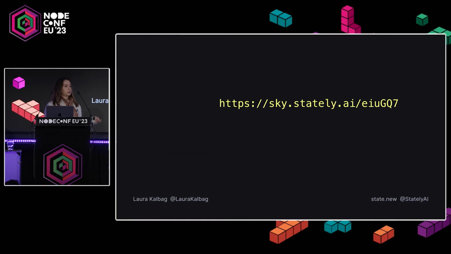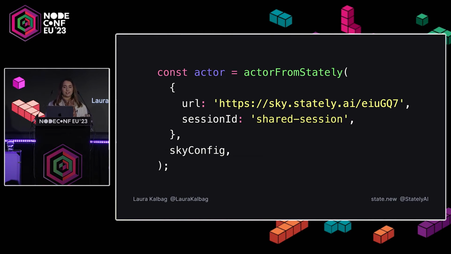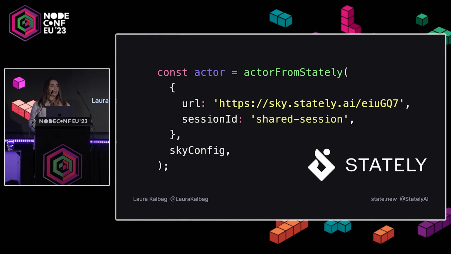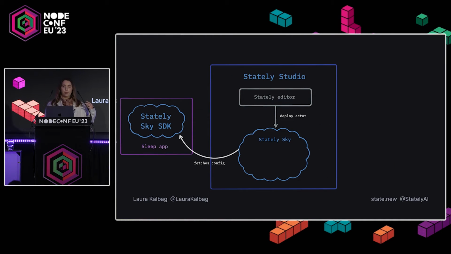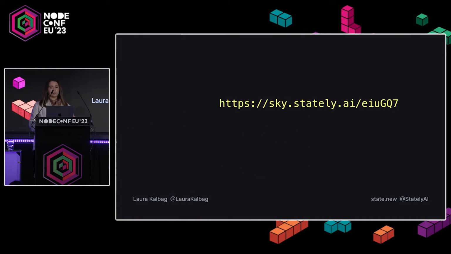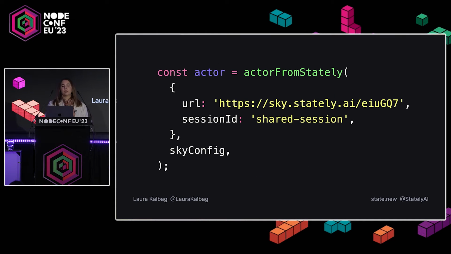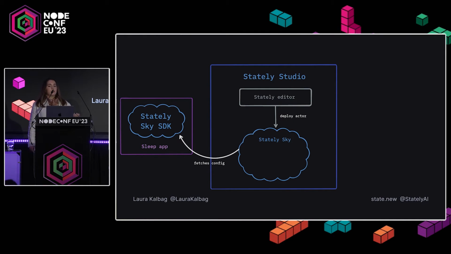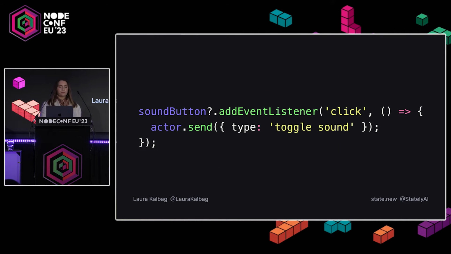And I import that actor into what I've got, which is a JavaScript Vite app. I'm using TypeScript, thanks to Josh, who taught me all about TypeScript recently. Using the Stately Sky SDK, I can use that URL to create an actor from that. So I import that actor into the app using Stately Sky, and that fetches the machine config from Stately Sky. And then using XState, I can use event listeners to send events to my actor.